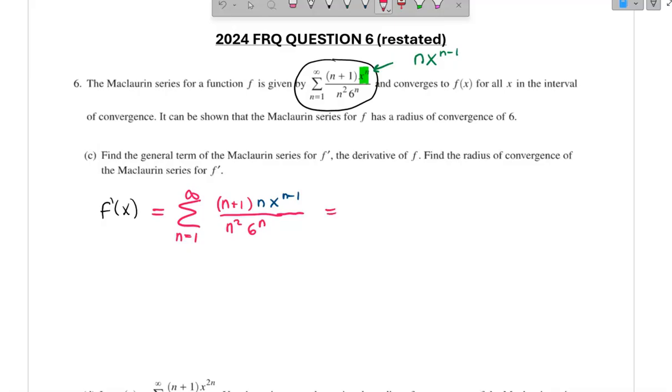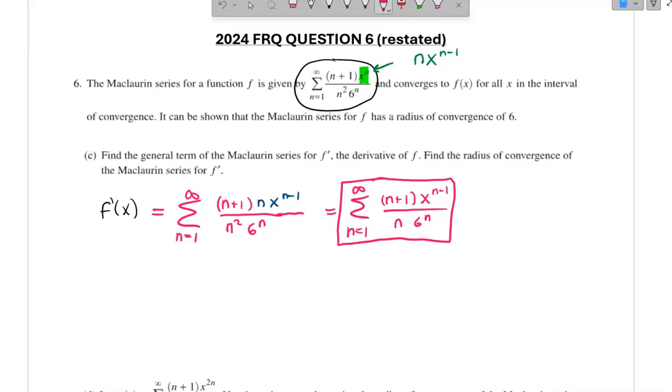And if we want to simplify said derivative, we can also do that as well. So in this case, the n and the n squared will cancel a term out. So we would get n plus 1 times x to the n minus 1 over n times 6 to the n. So we have our series now. That takes care of what f prime is equal to.